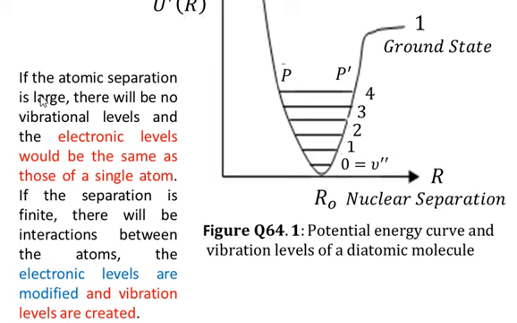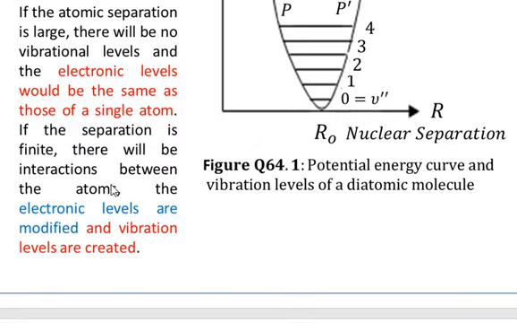So let's read the text. If the atomic separation is large, there will be no vibrational levels. That is, if you are over here in this region, under the electronic ground state, there will be no vibrational levels. For vibrational levels, R should be around R naught. So if the atomic separation is large, there will be no vibrational levels, and the electronic levels would be the same as those of a single atom.